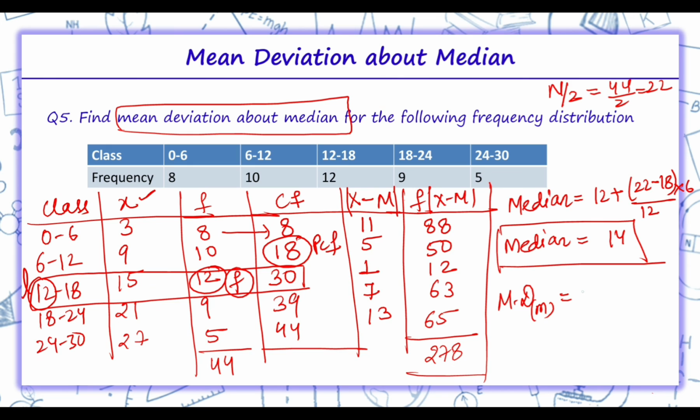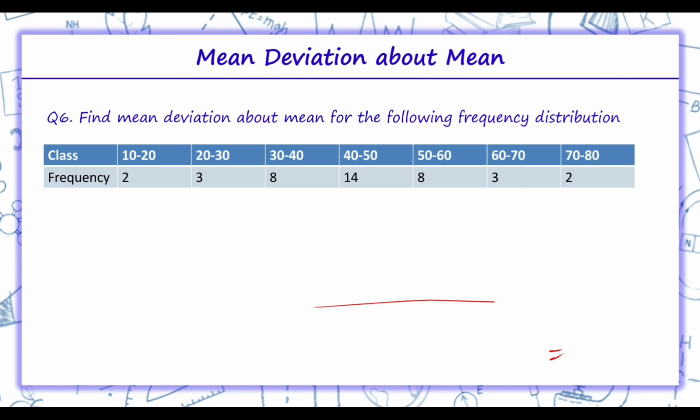So now we have to calculate mean deviation about median. That is 1 upon n, which is 1 by 44, into the summation of f into mod of x minus m, which is 278. So the answer is 278 divided by 44, which equals 6.318. Now coming on to the next.